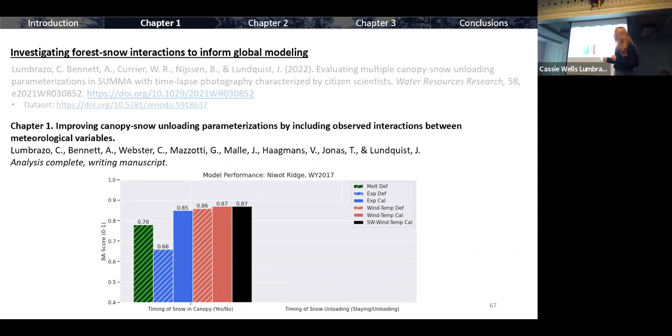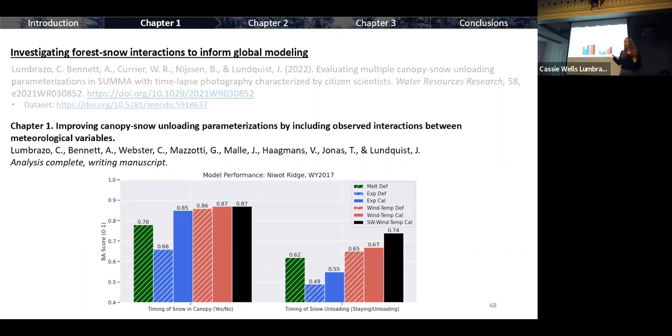So I don't want to spend too much time there because I mostly want to give you a wrap up of what all this means. So in chapter 1, this is all that unloading work I was just discussing. We compared all these models and asked, are we getting the timing of snow in the canopy correct, which is just presence or absence of snow? It performed fairly similarly to the other models, but where the shortwave wind temperature model excelled was capturing the time steps that the model was unloading. Like you can see in that figure I showed, those small unloading events were continuously being captured because we included the meteorological data.